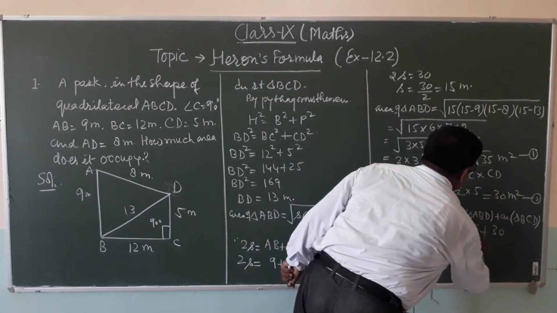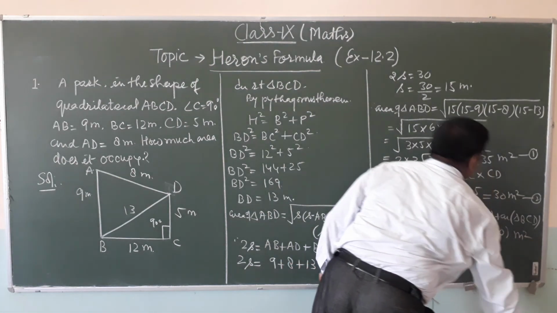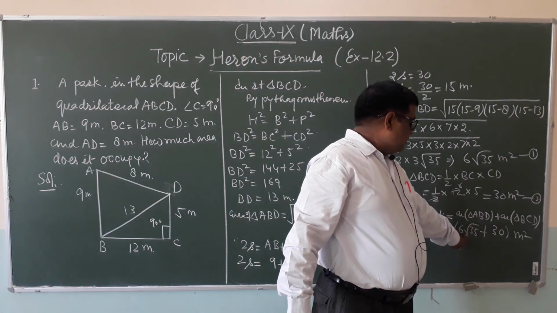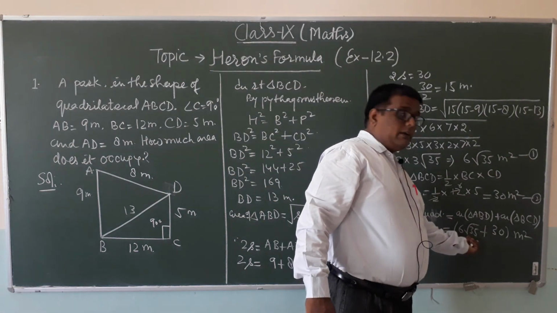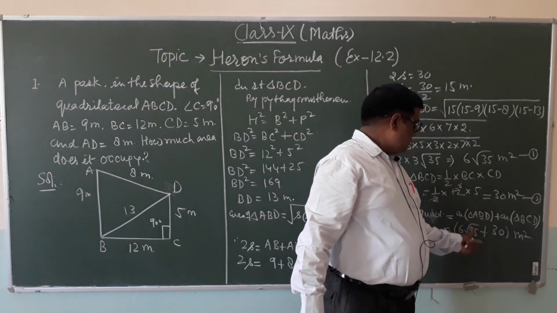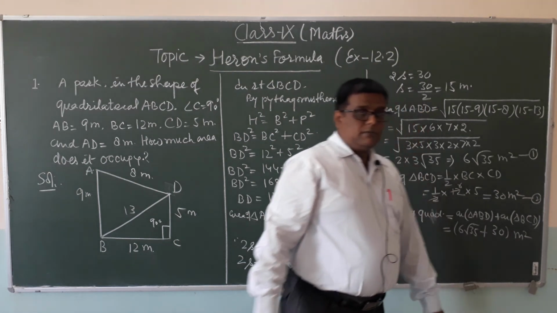This is the area, and if we find the value of root 35 and put it in, plus 30, the total area is equal to this many meter square.